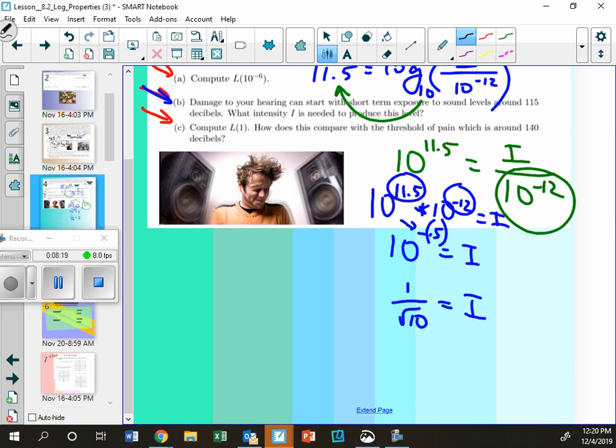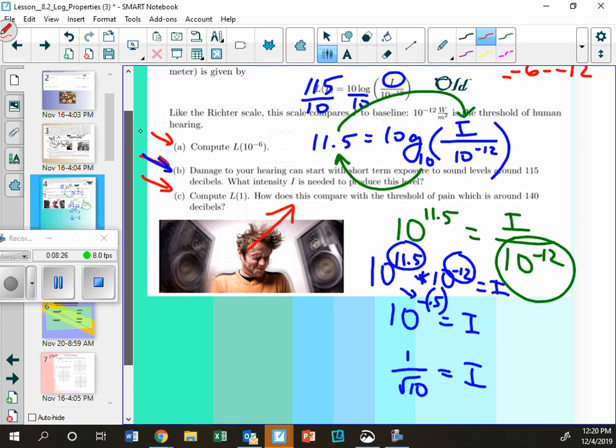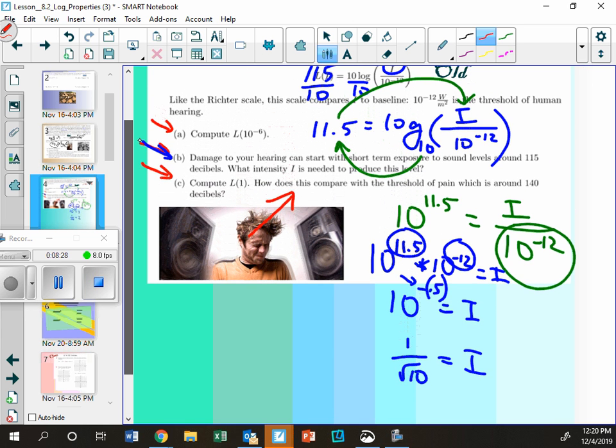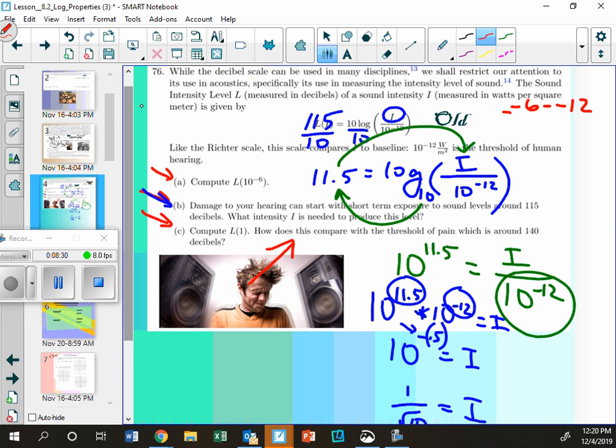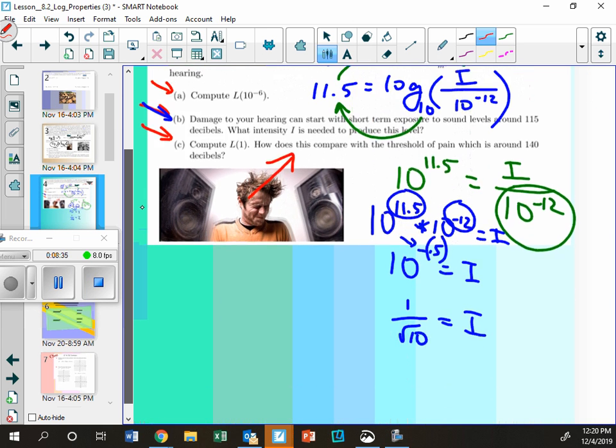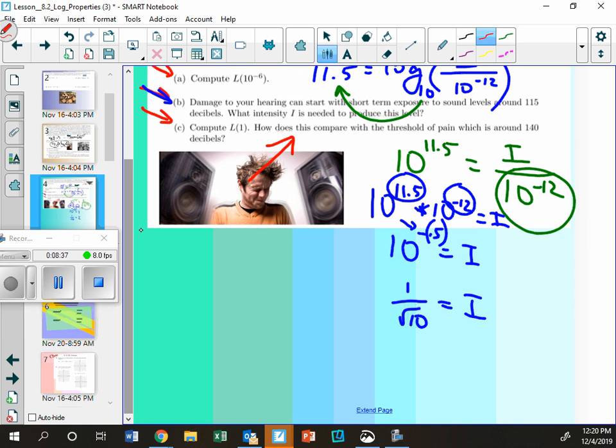All right. And if we were going to do C right now, all you'd have to do is, it says compute L of 1. Oh, I just have to put in a 1 right there and figure out that answer and compare it to, we're comparing 140 to 115. So you'd have a pain threshold. I'm sure you would be in pain at that 140 decibels.